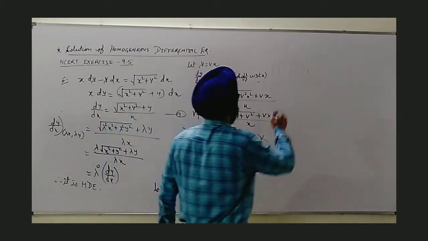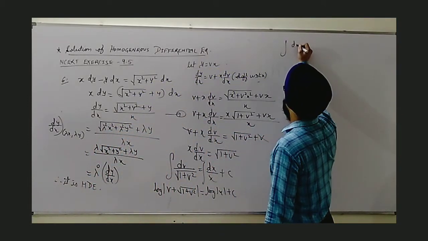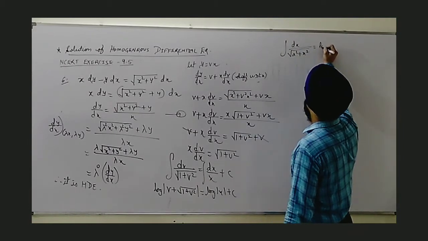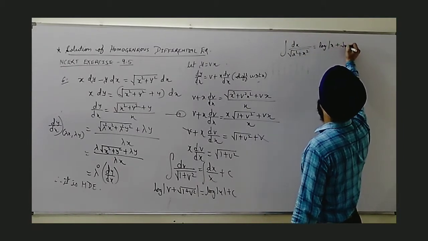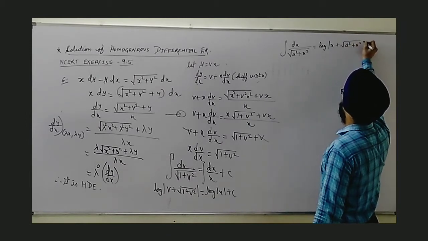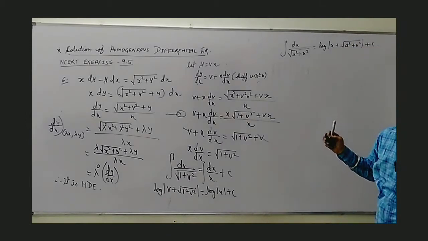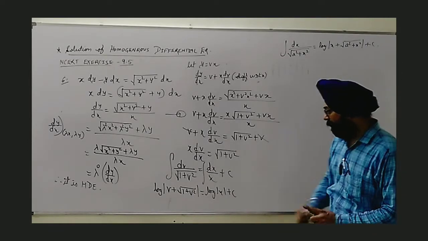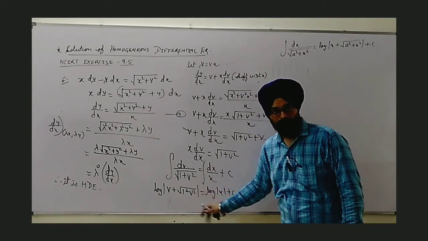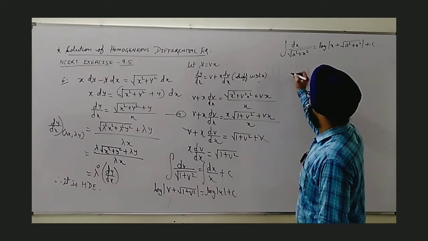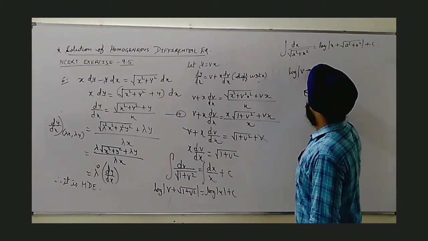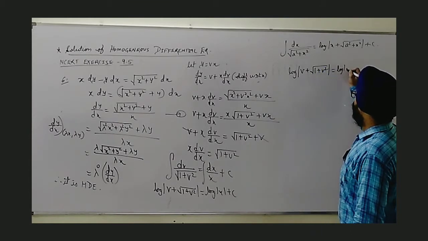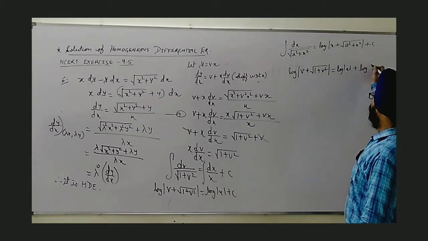Let me write that formula. Integral of dx upon under root a square plus x square is log of mod x plus under root a square plus x square plus c. Here the value of a square is 1. Okay, so that's why I have written so. Now I see these two terms are log. So without delay, I write log v plus under root 1 plus v square equal to log mod x and c as log of a.